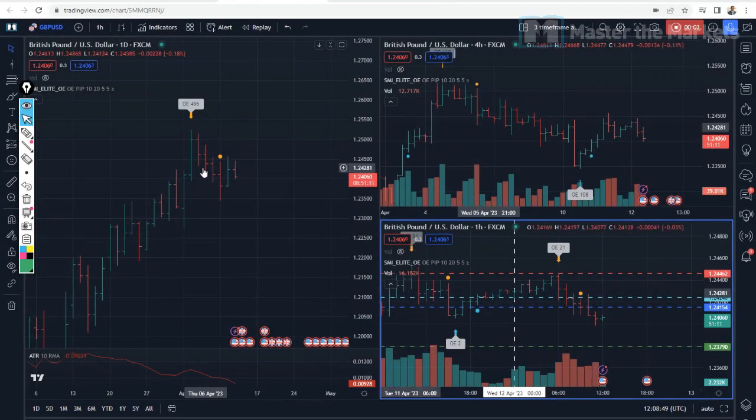Okay, traders, just a very quick update on this current trading position over here. We did take a position on cable on this blue line over here. Currently, it's going towards our target, which is the green line over there.